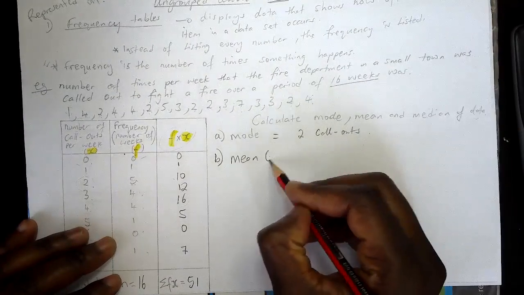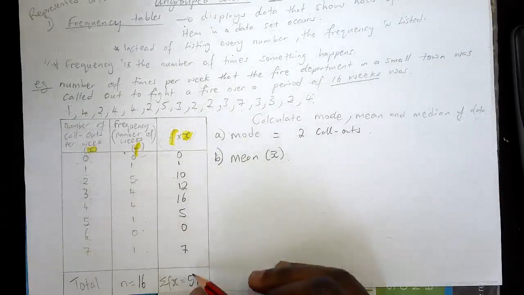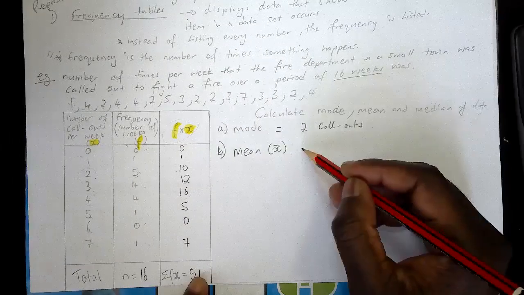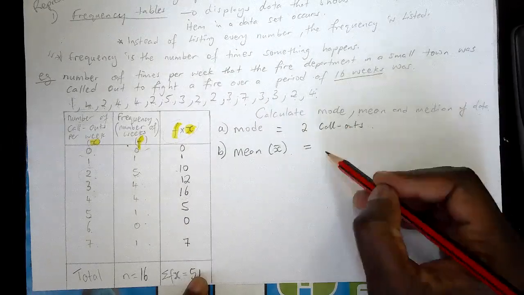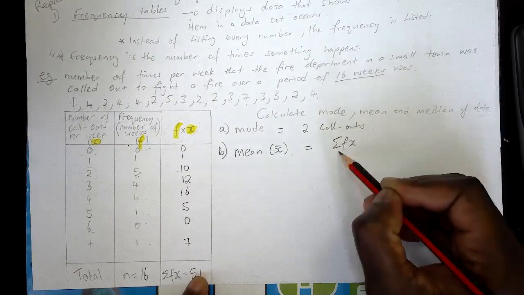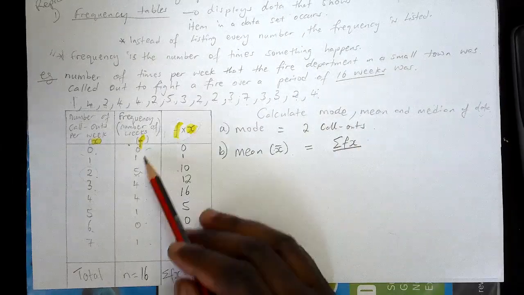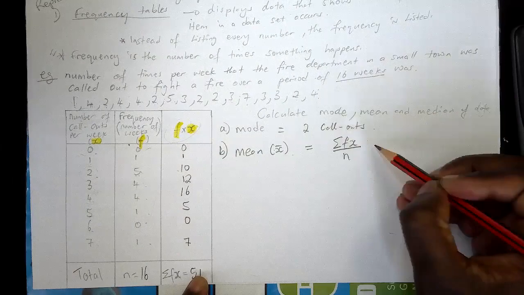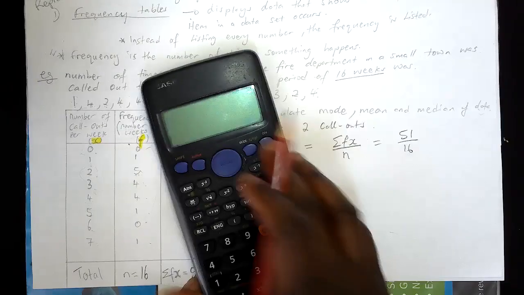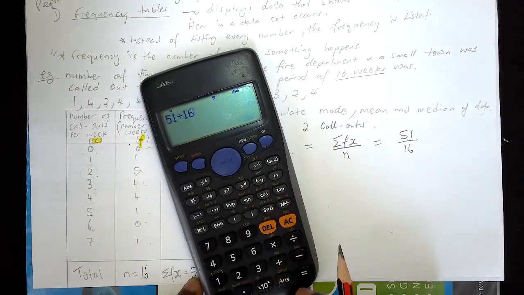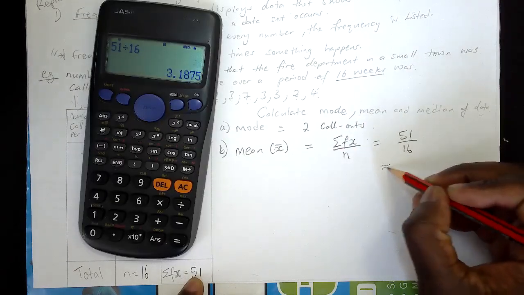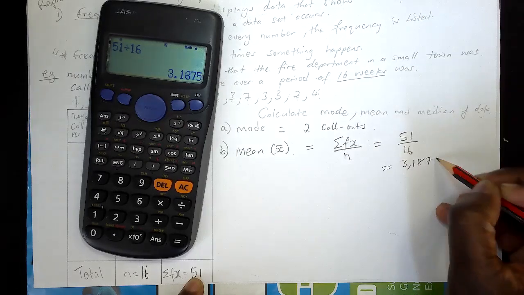Now understand something here. Our total is the summation of fx. That's our total. So our mean is the summation of fx. It's no longer the summation of x, because remember, we need to find the total here. So over n, and what is our fx? It is 51 over 16. So what do we get there? 51 divided by 16, and we get 3.1875.